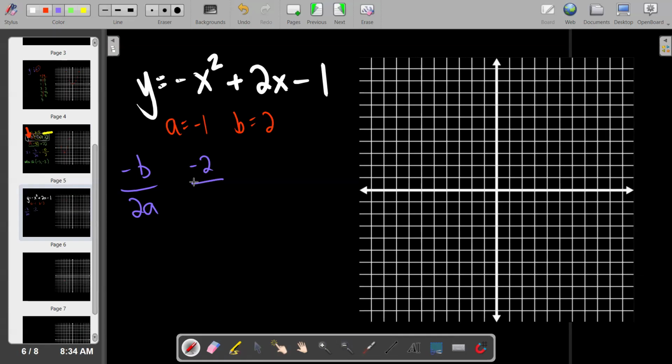-2 over... what's 2 times A? -2. And what's -2 over 2 reduced to? 1. So we can now say that the vertex is here at this point that I just wrote in green, with half of itself missing. But for the 804th time in our existence, how do you find the y?